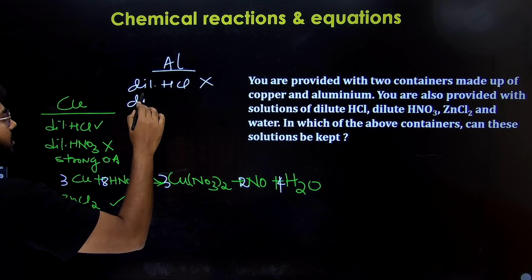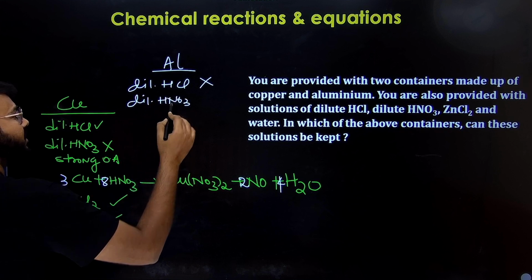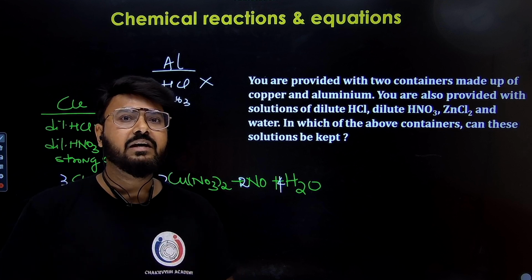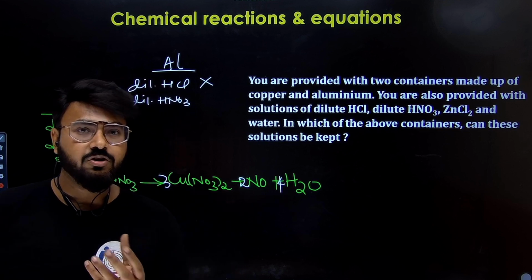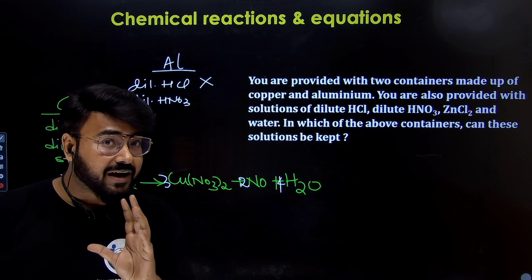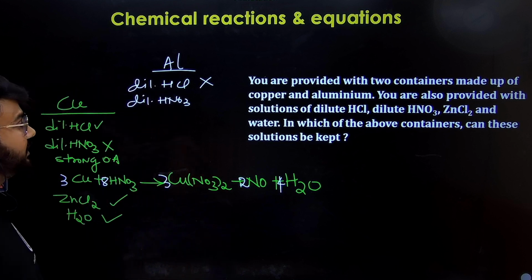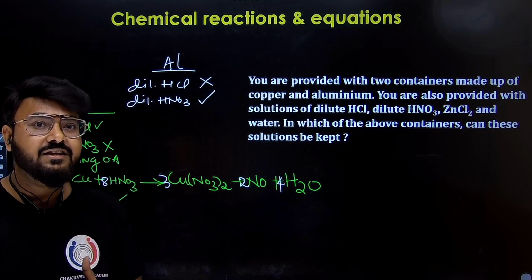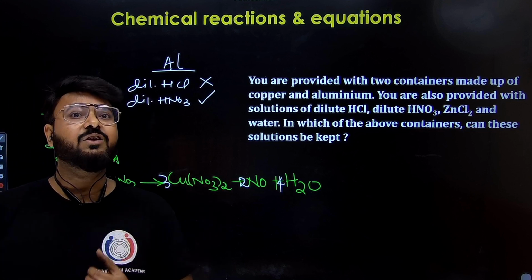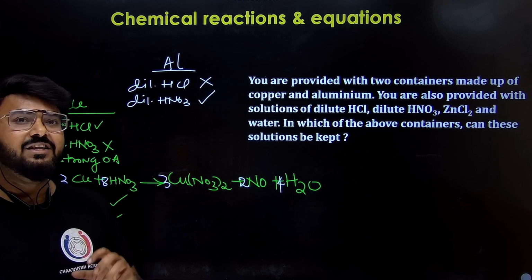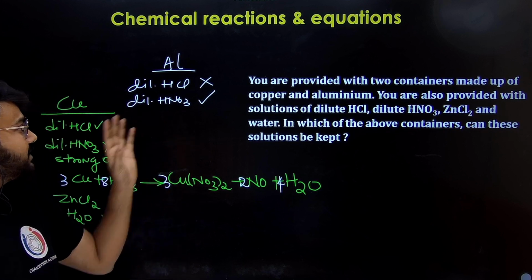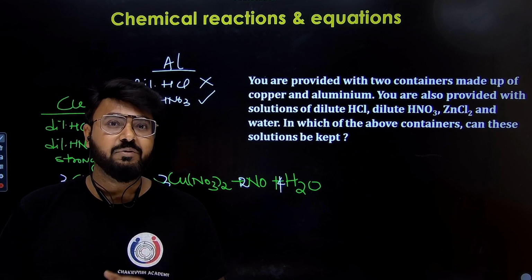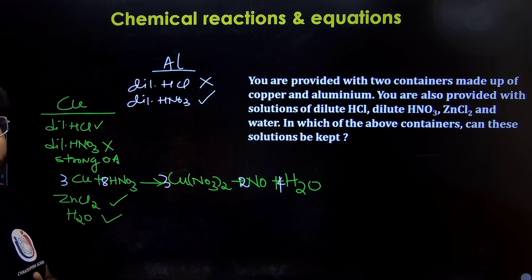But when we talk about dilute HNO3, as we know, it's a very strong oxidizing agent. So what will happen? It will oxidize the aluminium and a protective oxide layer will form, which will make it passive for the reaction with HNO3. So hence we can keep it. Understood? It will oxidize the metal and a protective layer of oxide will form due to HNO3, and then it will make it passive for the reaction with HNO3. So aluminium oxidation is good for aluminium because it is protecting it. So hence we can easily keep it.